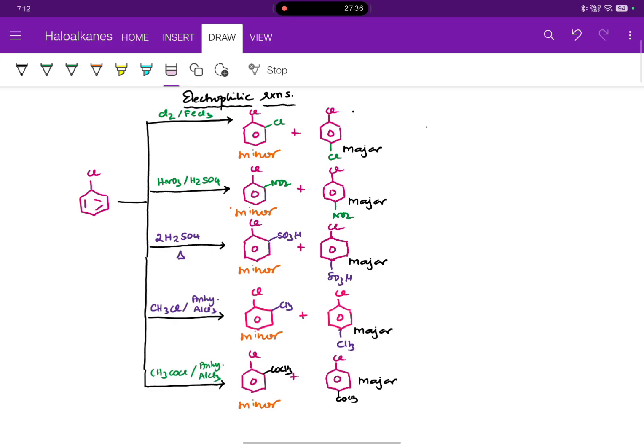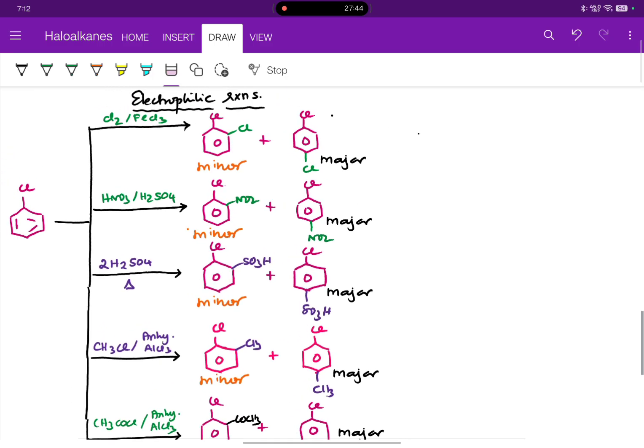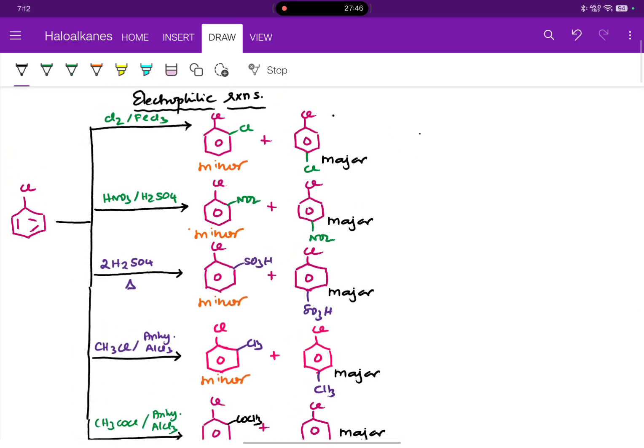So the reason why para is more possible than ortho. Do you know the reason why? Because para is more stable. That's the reason. Why is para more stable? First of all, when you look into the dipole moment, the dipole moment is 0 for the para isomer compared to the ortho isomer.